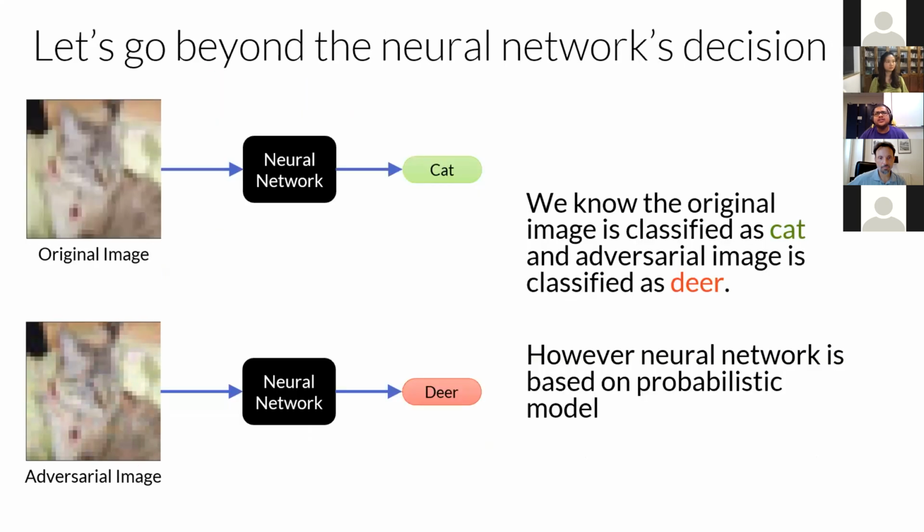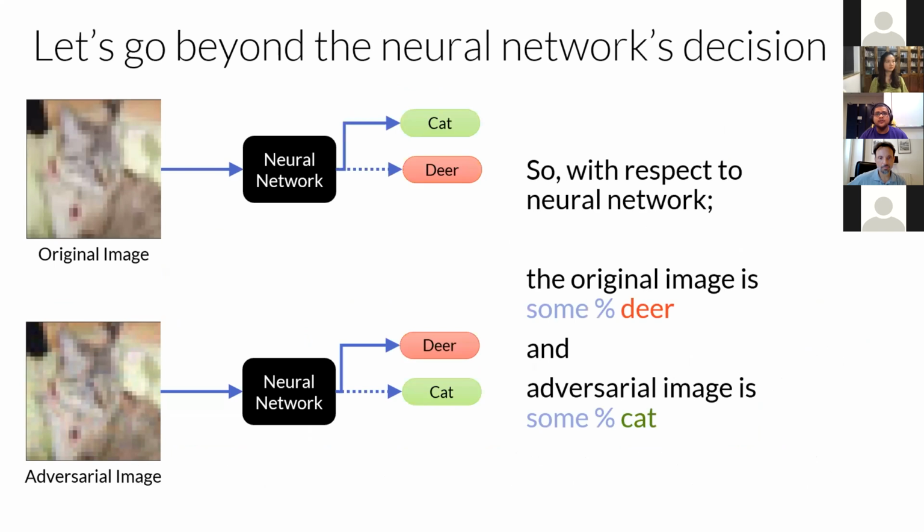But at the same time, why just limit ourselves to the neural network decision when we know that the neural network is based on a probabilistic model? So we can go beyond the decisions of the neural network. We also know that the original image is some percentage deer according to the neural network, and the adversarial image is also some percentage cat to the neural network. Although in the original image, the decision for the cat is stronger for the neural network, so therefore we classify the original image as a cat, whereas in the adversarial image, the confidence of the neural network is more on the deer. So we know that the adversarial image is being classified as a deer.